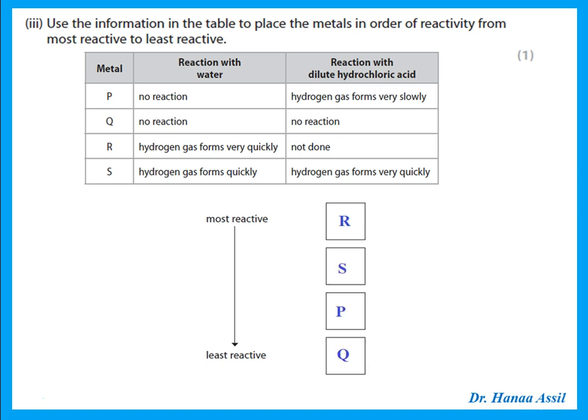He says R, hydrogen gas forms very quickly, and we did not do the one with acid because that would be too quick or too vigorous, might explode. That means R is the most reactive. Now, which one is the next one? The one that says when he reacted it with water, it formed gas quickly, and with acid, it also formed gas very quickly. So that's the next one, S. And then P, it did not react with water and it reacted slowly with acid, so that is less reactive. And then the one that did not react at all, that is the least reactive.